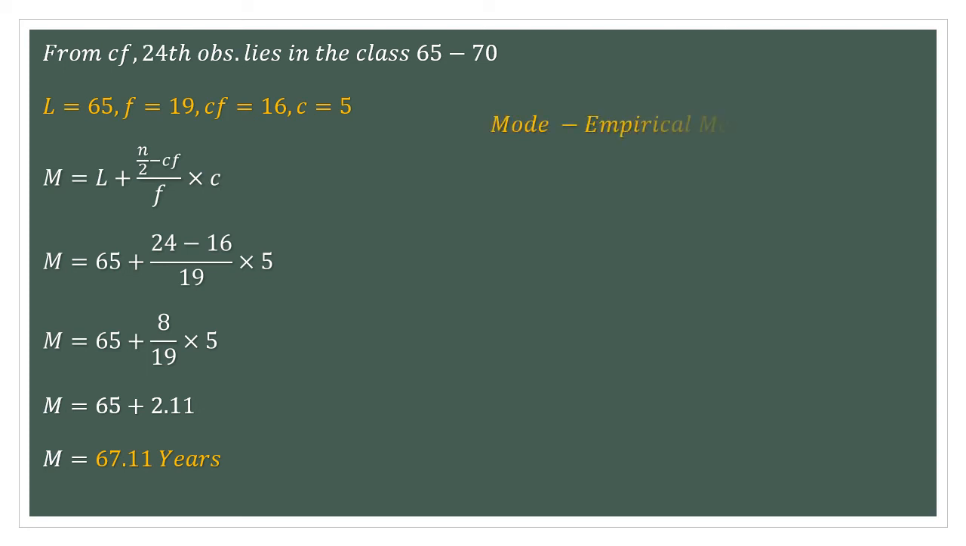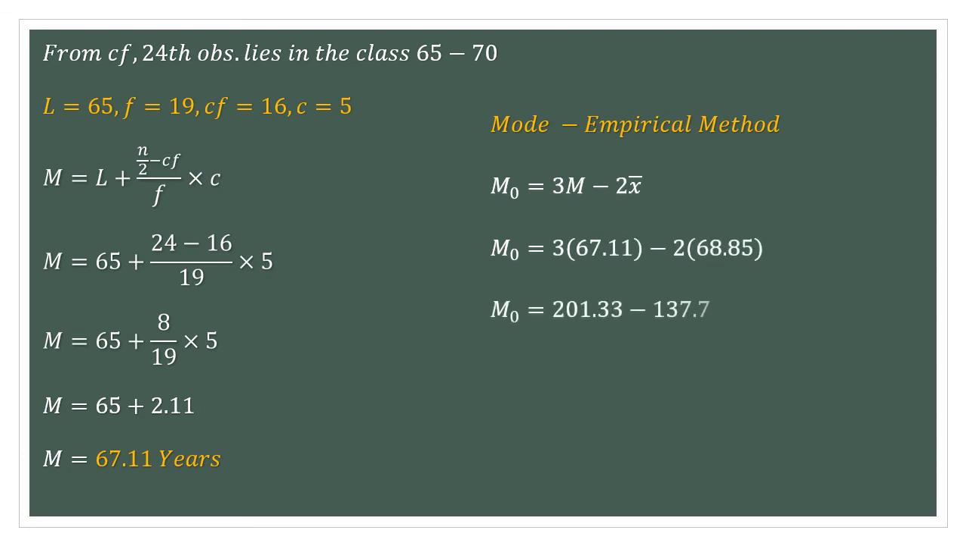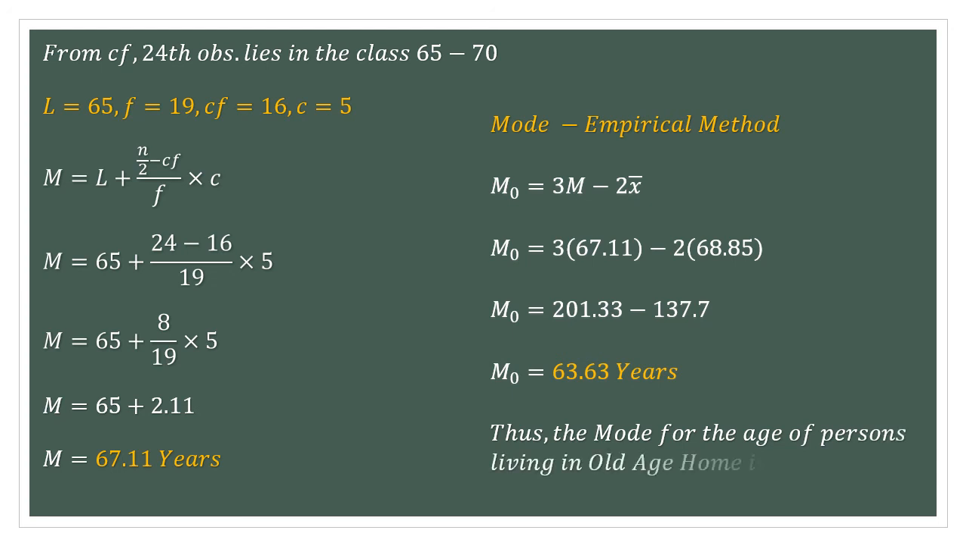So putting the formula of mode for the empirical method, that is Mo is equal to 3 median minus 2 x bar. Median is 67.11 and x bar is 68.85. Multiply the respective values, you will get 201.33 minus 137.7, and your modal answer is 63.63 years. So if I am writing a statement here, the mode for the age of persons living in the old age home is 63.63 years. So I think now you must be clear about how to calculate mode using the empirical method.